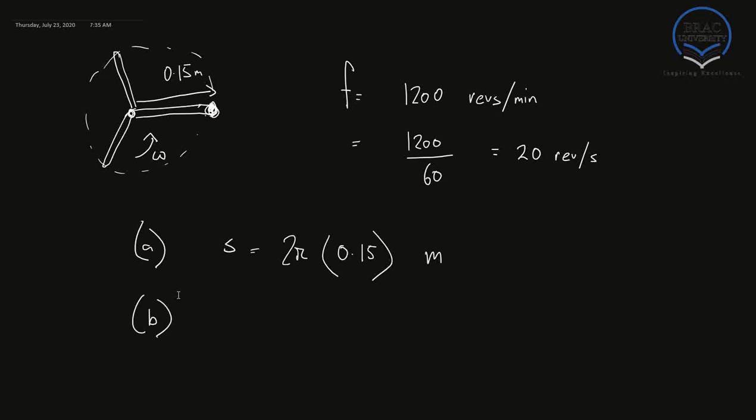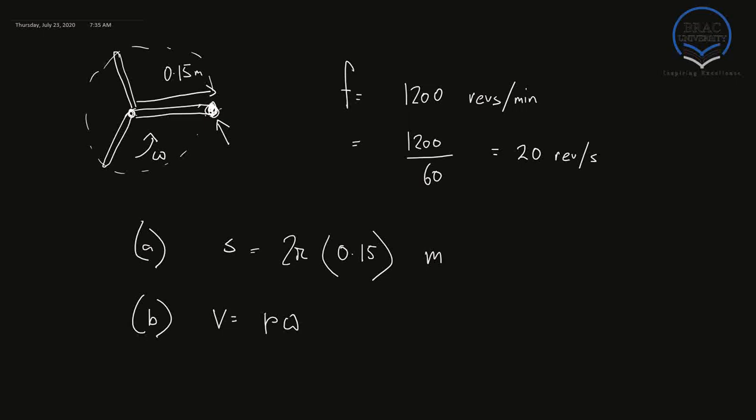Next, in B, you've been asked to find the speed of this tip. Well, how far away is this tip from the center of the fan? It's 0.15 meters. The whole fan, not just this tip, is moving with some angular velocity. In which case, what would the speed of this tip be? It would be v equal to r omega, right? Where r would be 0.15 meters.